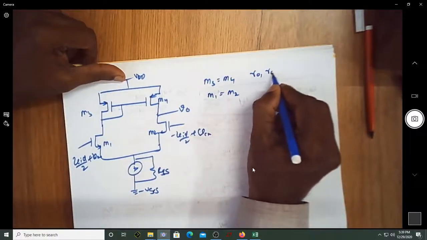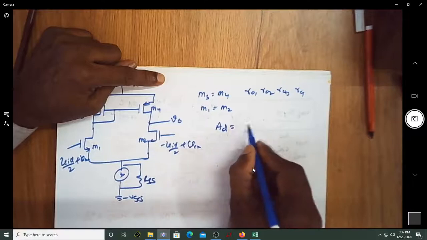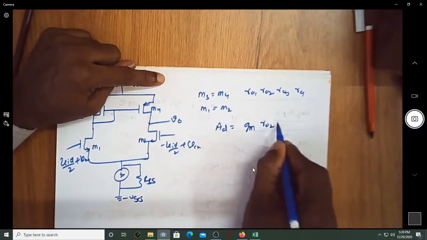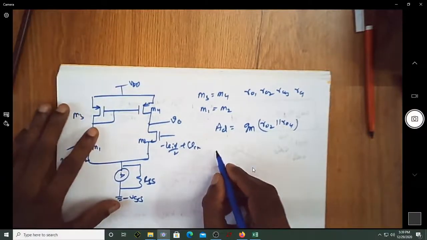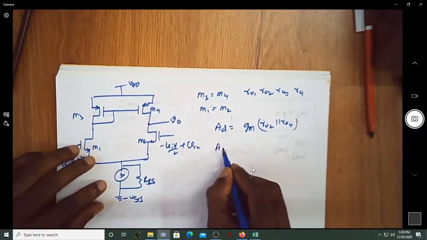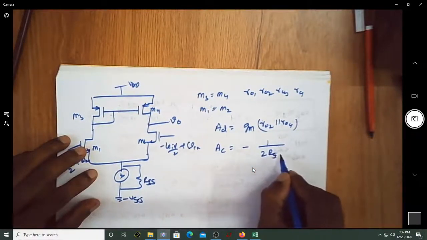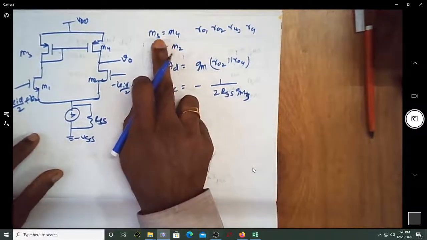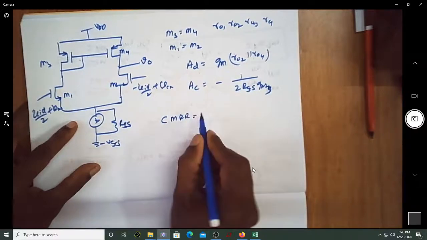Of course, assuming R01, R02, R03 and R04 as the resistance of each of the transistors, we found that the differential gain is given by GM into R02 parallel with R04. So this is R02, this is R04, and of course what did we have? We actually had the expression, you can see now it is not out of phase, it is in phase, and we found that AC, that is the common mode gain, was given by minus 1 over 2 RSS into GM4. Sorry, not GM4, GM3. This is GM3. So this is the expression. Of course, if you consider M3 is equal to M4, then you can write it as GM3 or GM4.